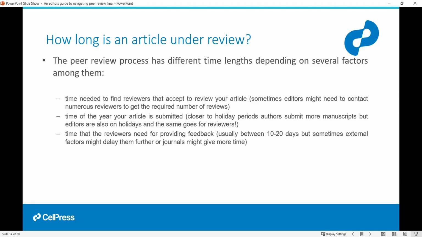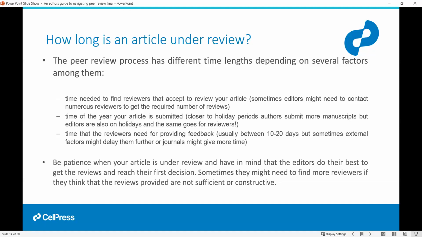Also, it really depends on the time that the reviewers need for providing feedback. Usually journals give between 10 to 20 days for reviews, but sometimes external factors might delay them, so they might ask for an extension of the time. Or some journals might give more time, so a month or 2. You have to carefully see what the journals say about their peer review process and its length. Try to be patient when your article is under review. Have in mind, though, that the editors do their best to get the reviews and reach their first decision as soon as possible. Sometimes, as I told you, they might need to find more reviewers if they think that the reviews provided are not sufficient or constructive, and that might take more time.